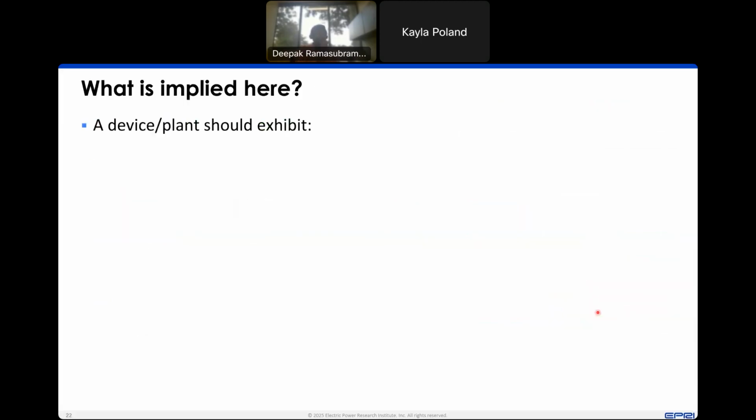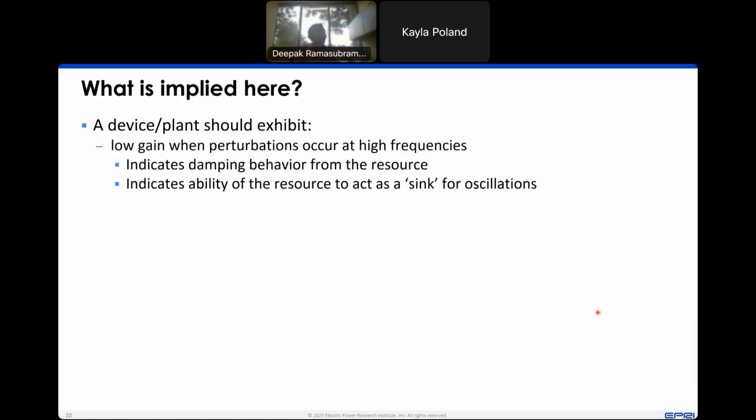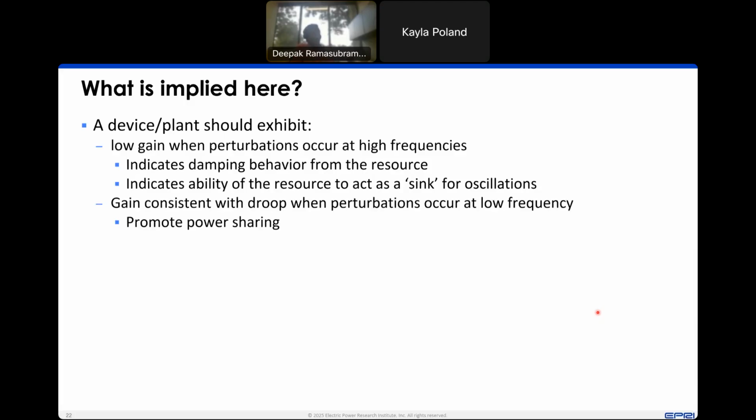So if you want to convert this into a what-is-implied kind of scenario, then we want low gain when perturbations occur at high frequencies. So if you have higher frequency perturbations occurring on the grid, we want the inverter-based resource to have low gain in a transfer function, which indicates that it has more damping, indicates it has a better ability to serve as a sink for oscillations. We want the gain to be consistent with the droop when perturbations occur at low frequency. So that's consistent with promoting power sharing.